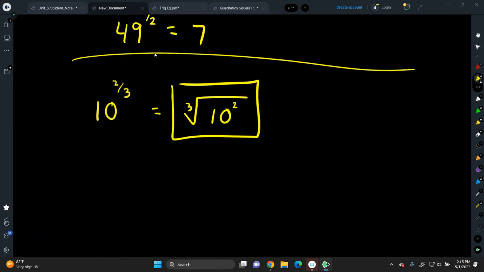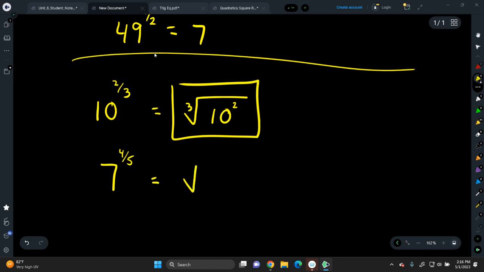One more of those. Let's do 7 to the power of 4/5. How would we write that? Make your radical sign. 7 goes inside. What goes outside? 5, and inside goes 4.